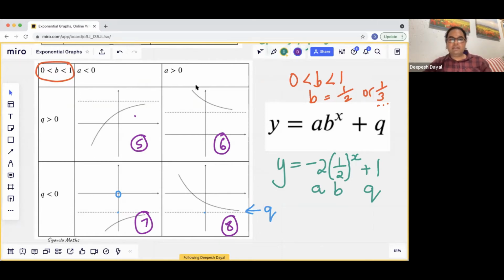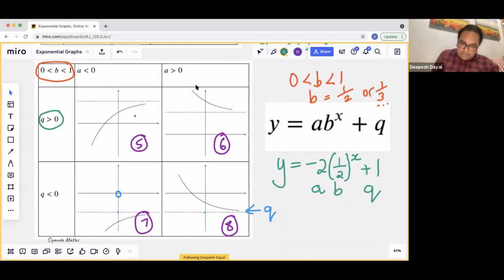Remember, q is positive. Be very careful. Q is positive. Yeah, q is greater than 0. So which one would it be? Some of you are changing answers very quickly. So it is indeed number 5, I believe, because look at 5. A is less than 0. B is between 0 and 1. And Q is positive. Can you see that, Trish?